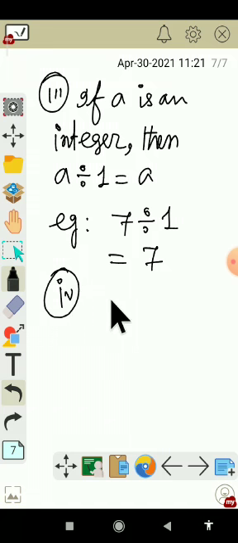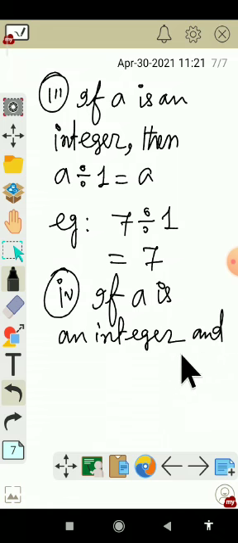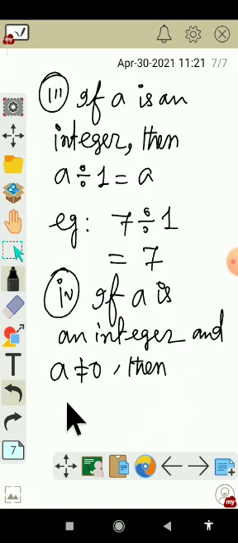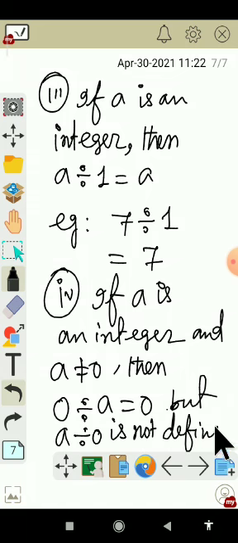Fourth property, if a is an integer and a not equal to 0, then 0 divided by a always will be 0, but a divided by 0 is not defined or not meaningful.